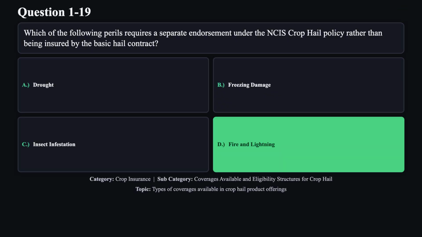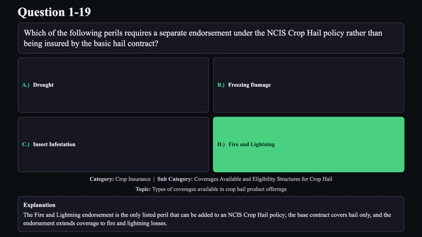The correct answer is D. The fire and lightning endorsement is the only listed peril that can be added to an NCIS crop hail policy. The base contract covers hail only, and the endorsement extends coverage to fire and lightning losses.